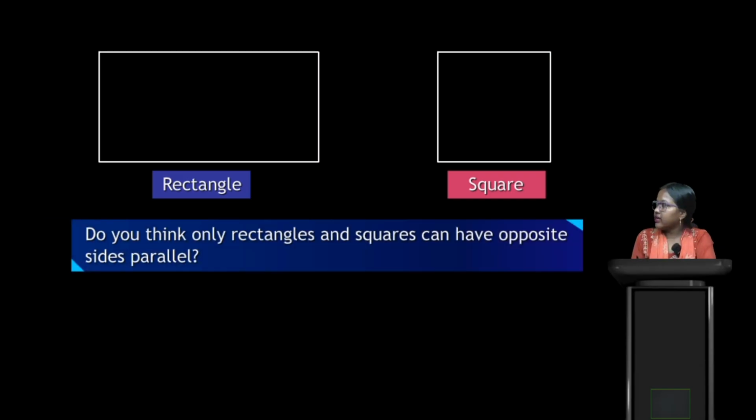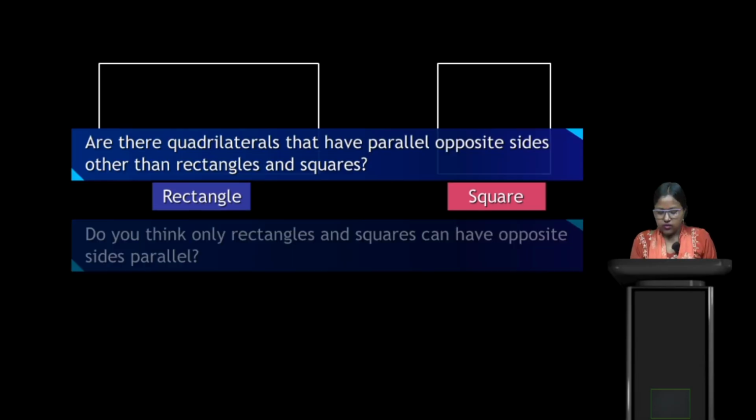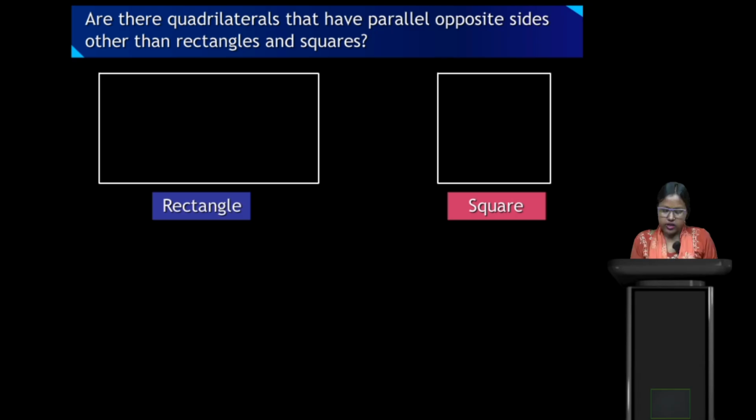Do you think only rectangles and squares can have opposite sides parallel? So what do you think? Can you tell that only rectangle and square have opposite sides parallel, or are there some more shapes in quadrilaterals whose opposite sides can be parallel? Let's see.